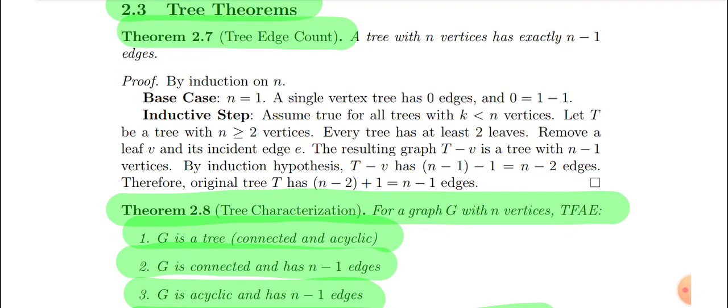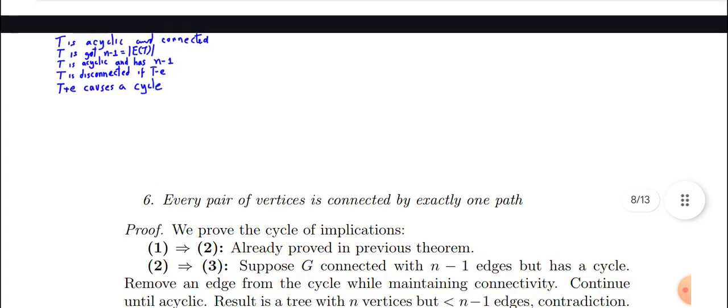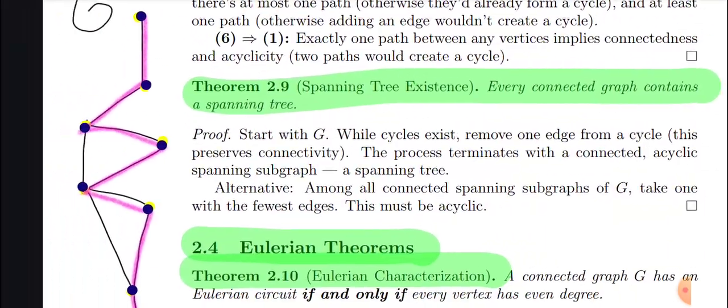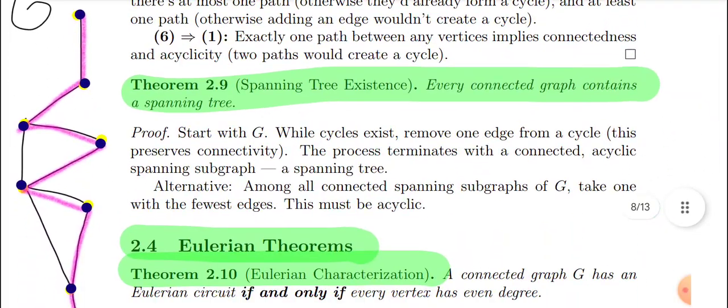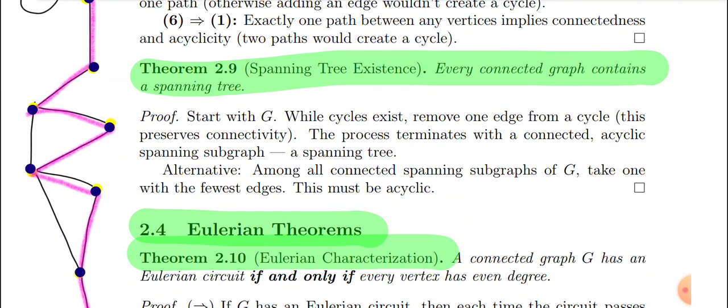The standard method is to start with your connected graph G. If G contains a cycle, you pick any edge from that cycle and remove it. And removing an edge from a cycle never disconnects the graph. Never. Because the rest of the cycle provides an alternate path. You just repeat this edge removal process until no cycles remain. What you are left with is a connected, acyclic subgraph that spans all the vertices, a spanning tree.